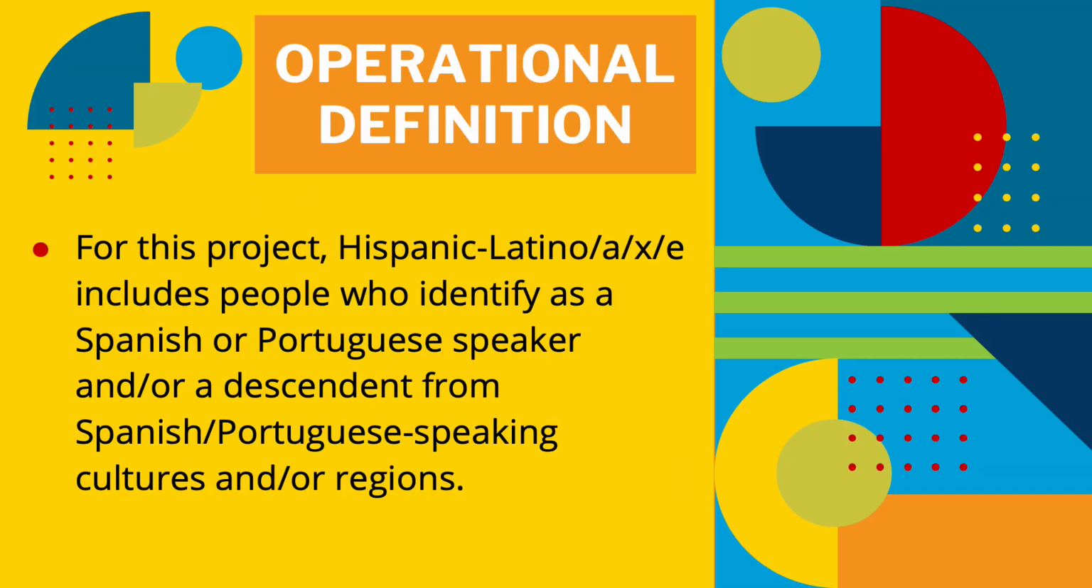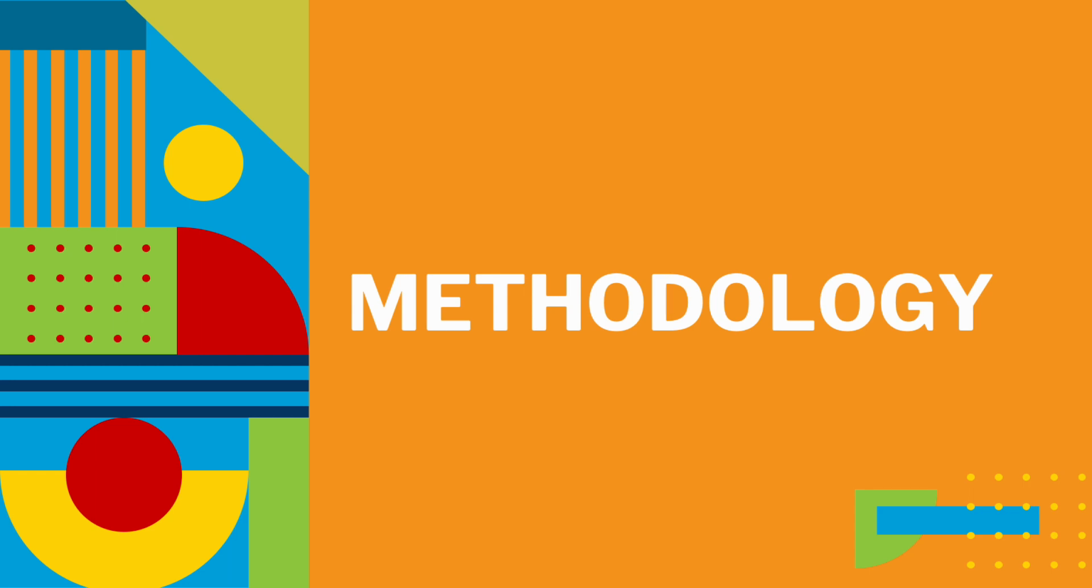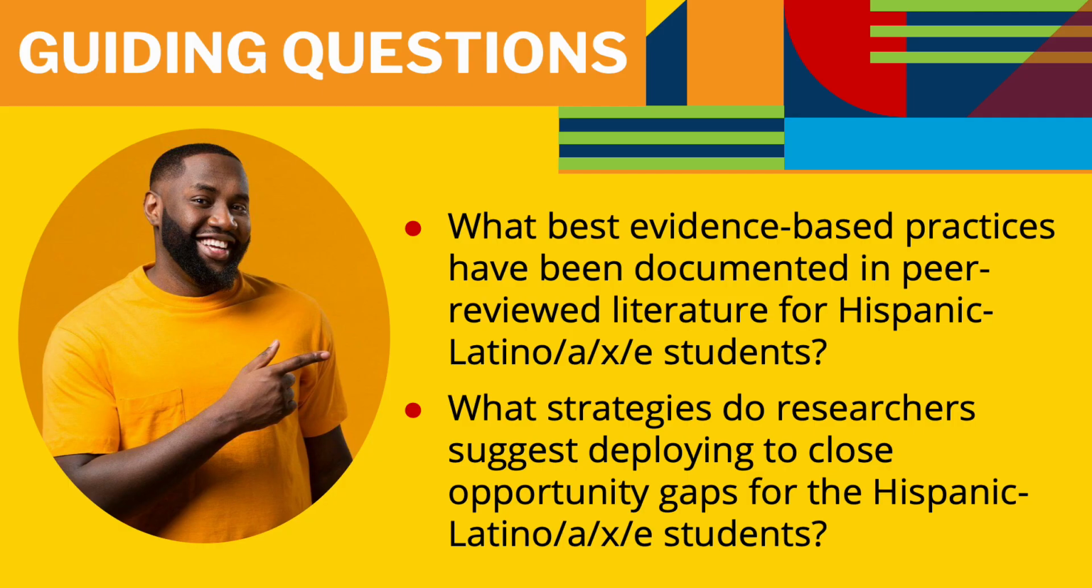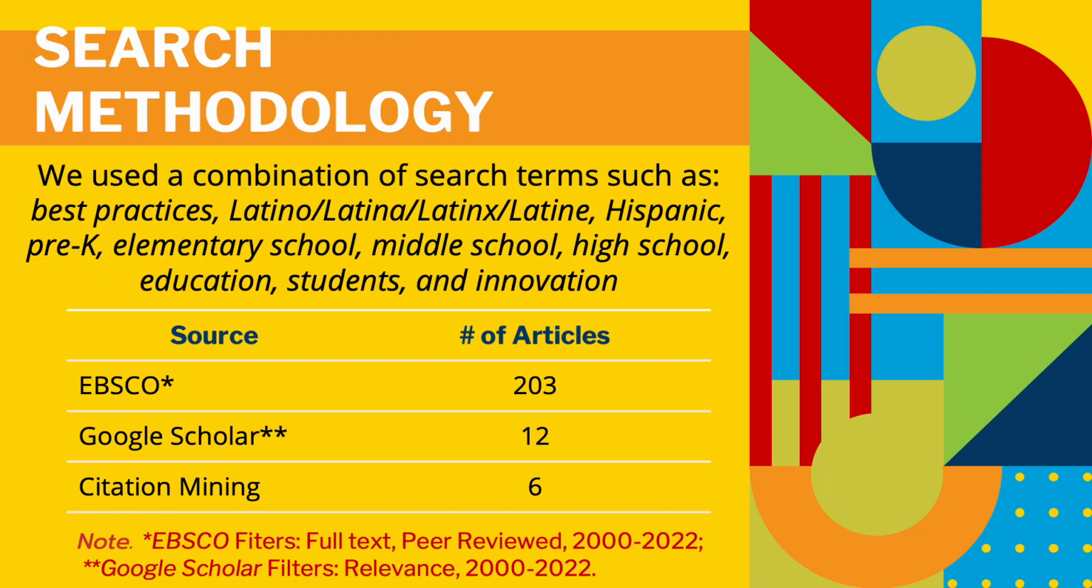Before we get started, it is important to operationally define what we mean by Hispanic, Latino, Latina, Latinx. We used an integrative literature review approach guided by the following research questions. We conducted our searches for literature in both EBSCO and Google Scholar, and we reviewed up to the first 100 articles for each search. We also found 6 additional articles with citation mining within the initial 250 articles we discovered, giving us a total of 221 articles for this literature review.